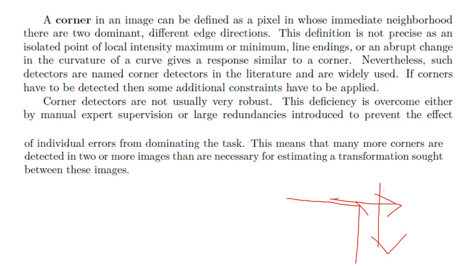So this definition is of course not very precise, but we are speaking in terms of gradient. There is a sudden change in the maxima and minima. These are also called line endings. But one thing we should understand is that corner detectors are not very robust. So this is a problem at times.